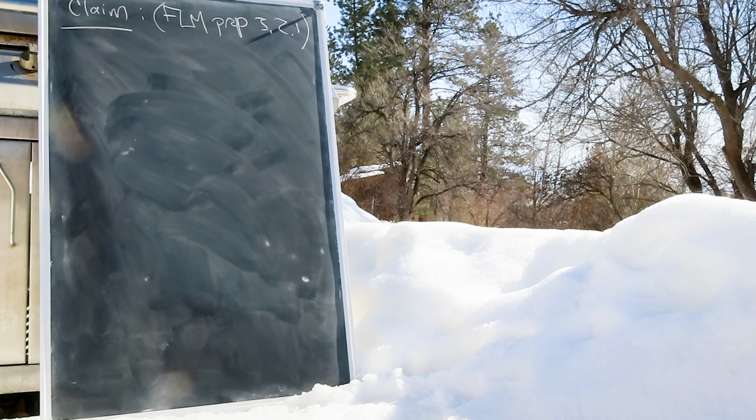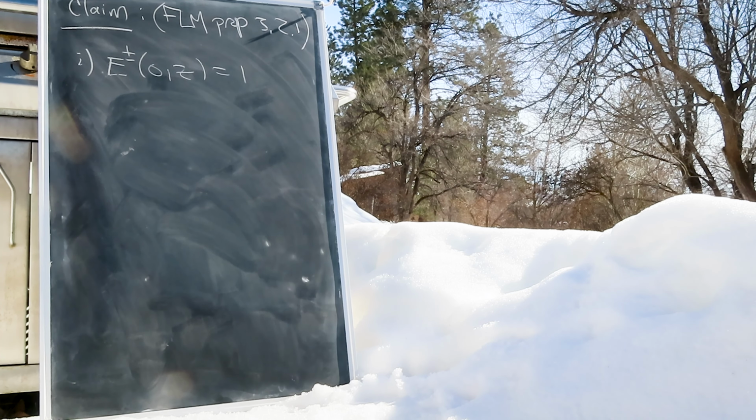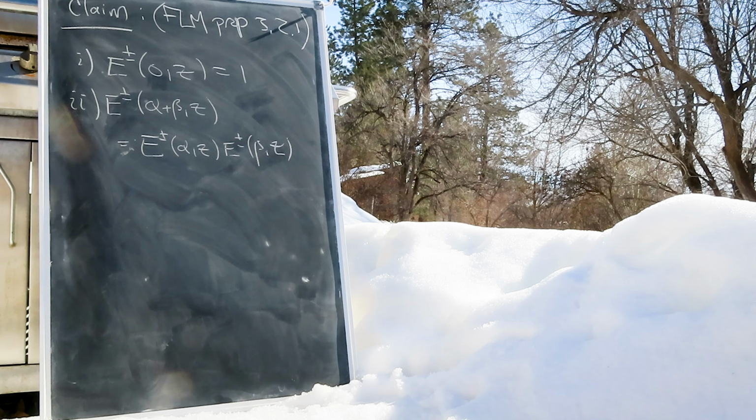Now, we prove a little claim about these beasts E plus or minus. It's a claim in 4 parts. First, alpha equals 0 means that E plus or minus are the identity operators. Second, E plus or minus of alpha plus beta split into 2 operators, E of alpha times E of beta.